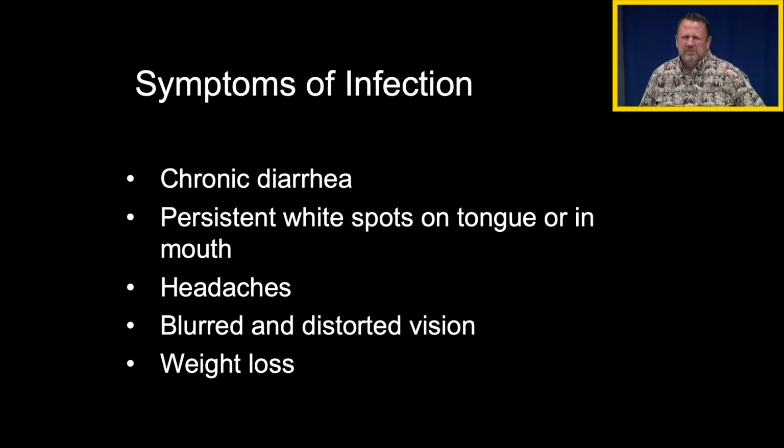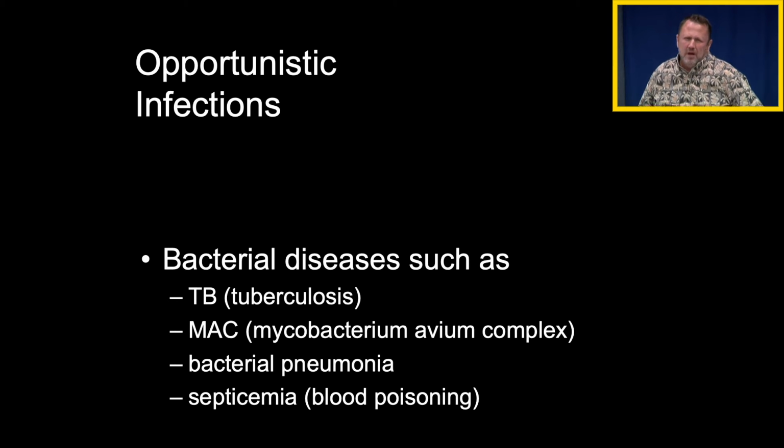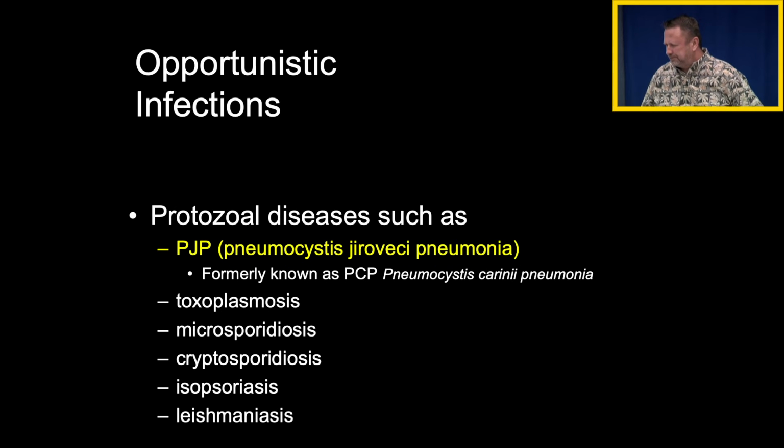Diarrhea, persistent white spots in the mouth, headache, blurred vision, weight loss. Blurred and distorted vision is important because somebody with AIDS can get cytomegalovirus in their retina. We'll talk about that. And weight loss. I'll go through those again. All right, some opportunistic infections that we will see in our AIDS population. Tuberculosis, Mycobacterium avium complex, bacterial pneumonia, any kind of bacteria, septicemia.